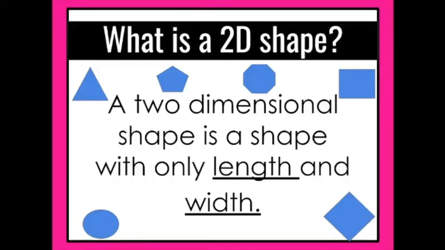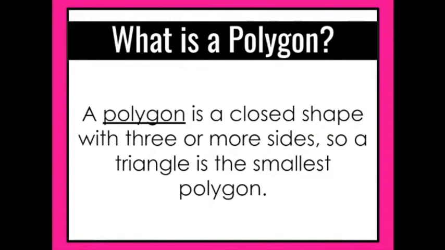First thing we're going to work on is what is a 2D shape? A two-dimensional shape is a shape with only length and width. What's a polygon? A polygon is a closed shape with 3 or more sides. So a triangle is the smallest polygon.